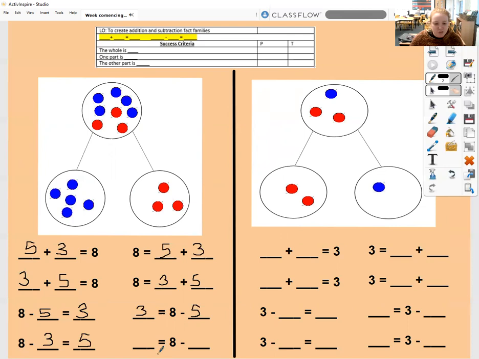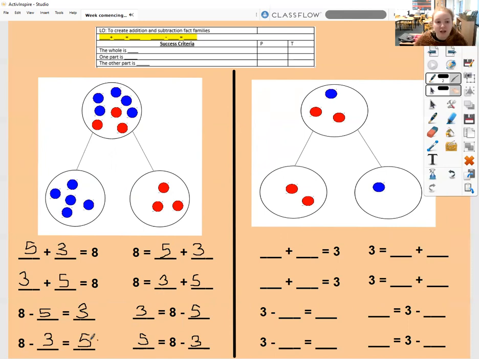Our last subtraction number sentence is going to be 8, our whole, subtract our first part. We've already done 8 subtract 5, so this time we're going to do 8 subtract this part, which is 1, 2, 3. 8 subtract 3 equals our remaining part, which is 1, 2, 3, 4, 5. So in our number sentence, it says 5 equals 8 subtract 3.